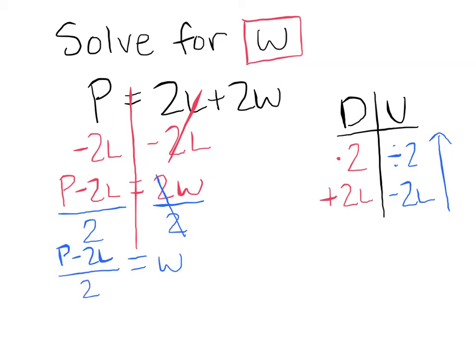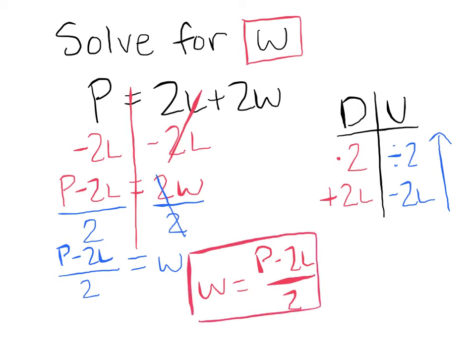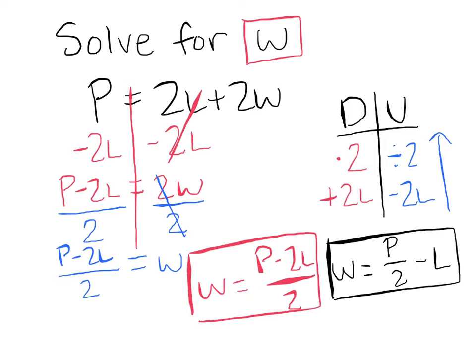And again, we can flip this around if we want, and we can say W equals P minus 2L over 2. And you can leave your answer like that. You might notice that you can probably simplify this one a little bit more. P divided by 2 can't get simplified, but 2L divided by 2, well, those 2's could cancel out. So another way that you could write this one was W equals P over 2 minus L, because those 2's would cancel. Doesn't matter which way you leave your answer, they're both correct because our goal, remember, was to solve for W.